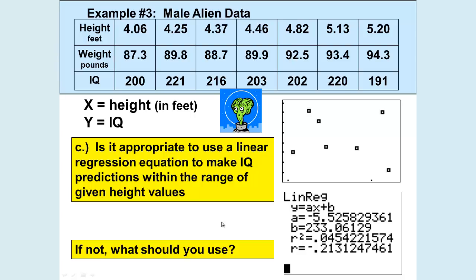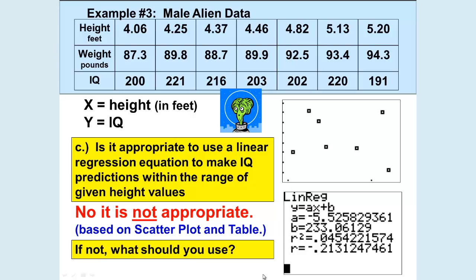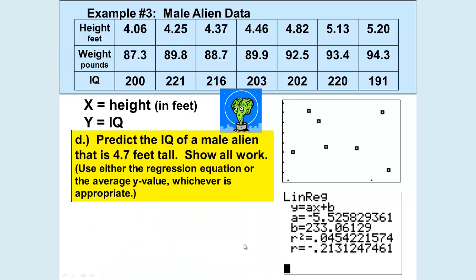Is it appropriate to use a linear regression equation to make IQ predictions within the range of the given heights? No, it is not appropriate, based on the scatter plot and the critical value table. If not, what should we use? We should use the average y value. If we wanted to predict the IQ of a male alien that is 4.7 feet tall, we don't care how tall he is. We should just take the average IQ. That's as good of a predictor as anything.